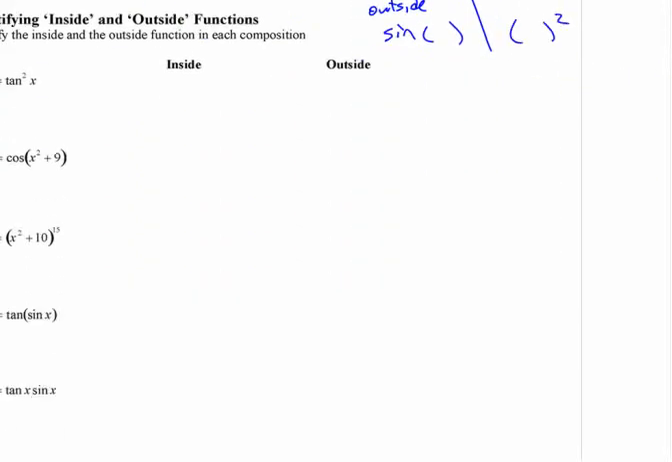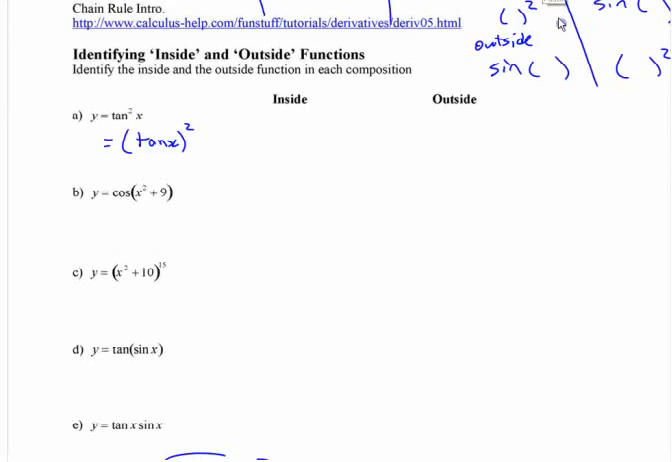There's a list of functions there. Try and write out what the inside and the outside is. I like the idea of just using brackets, like sine of something, something squared, tangent of something. I'm going to pause this while you try to do that, and then we can have a look in a second here.